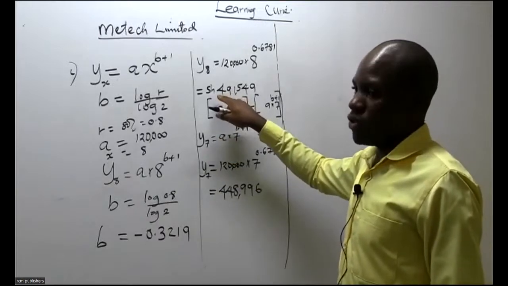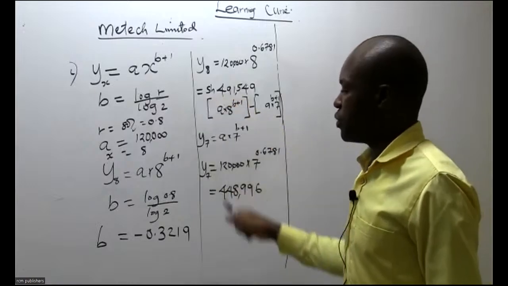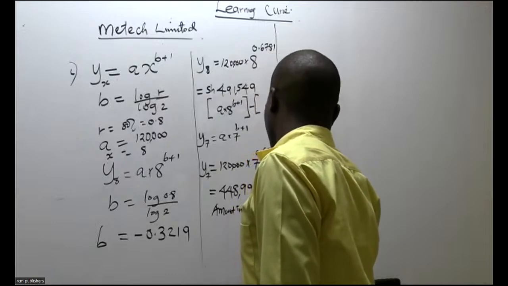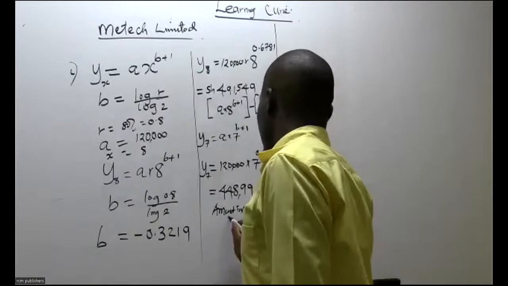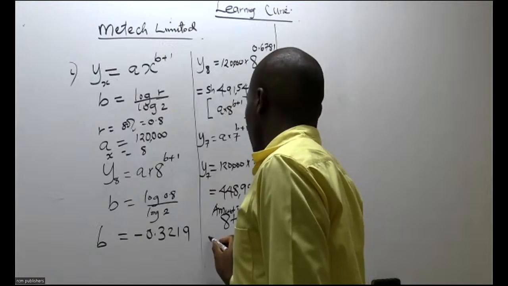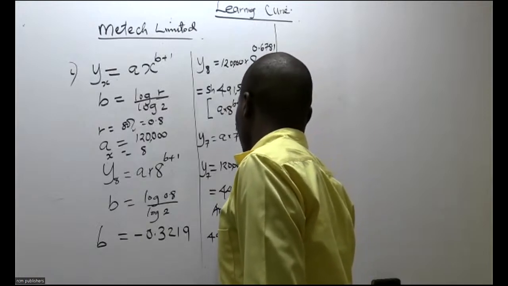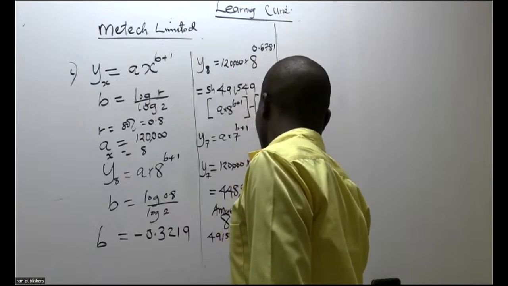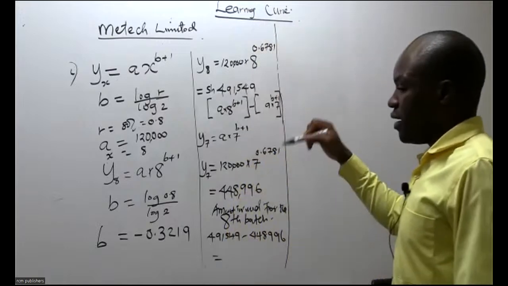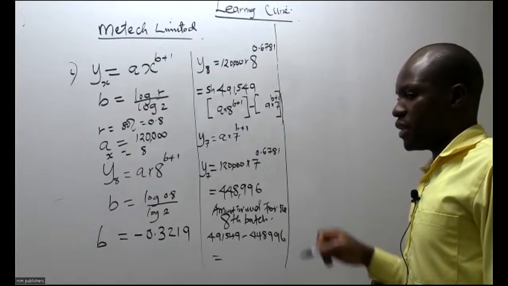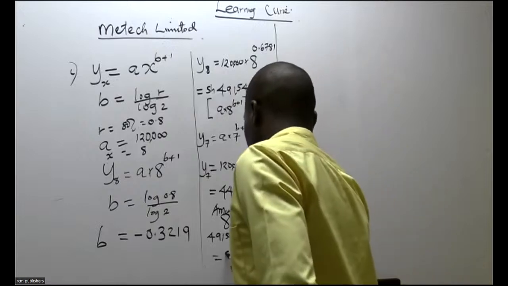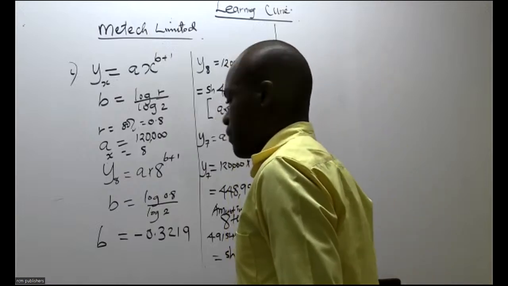This is the total amount you are going to incur to produce the first 8 batches. So the amount incurred for the 8th batch is basically 491,549 less 448,996. So what will we have for the 8th batch? How much will you incur to produce the 8th batch? Shillings 42,553.